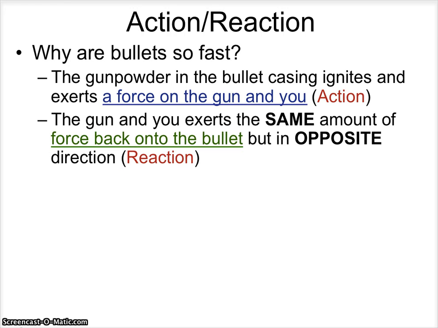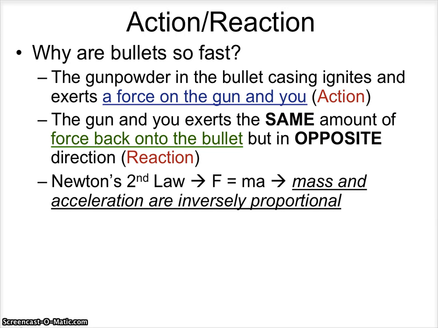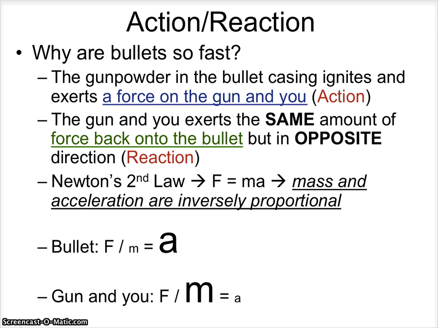And since the gun and you are pretty much one and the same because you're holding onto the gun, it will exert the same amount of force back onto the bullet, but in the opposite direction. So you see the force is acting on you, and then the reaction is the force acting on the bullet. And so that's the opposite direction. And since Newton's second law states F equals ma, with mass and acceleration inversely proportional, we can say that the acceleration of the bullet is huge because its mass is so small, and the mass of you and the gun is so much bigger, therefore your acceleration is pretty small since the forces are the same.